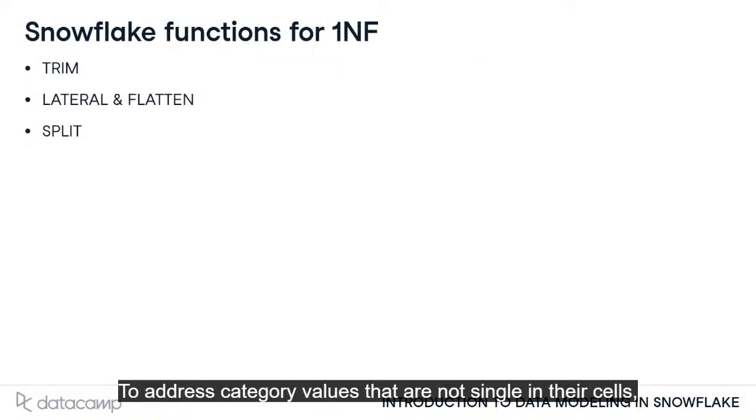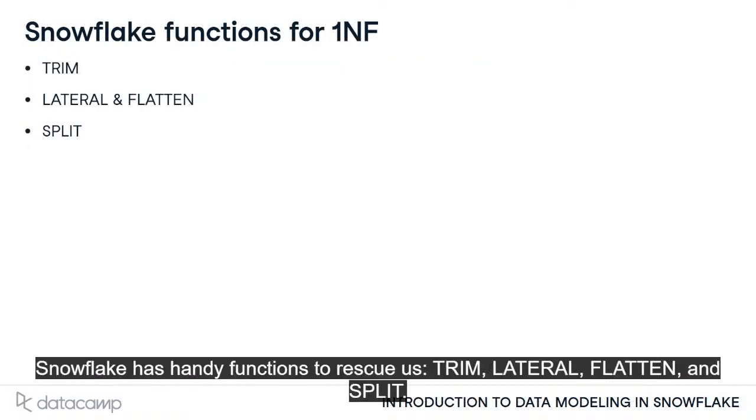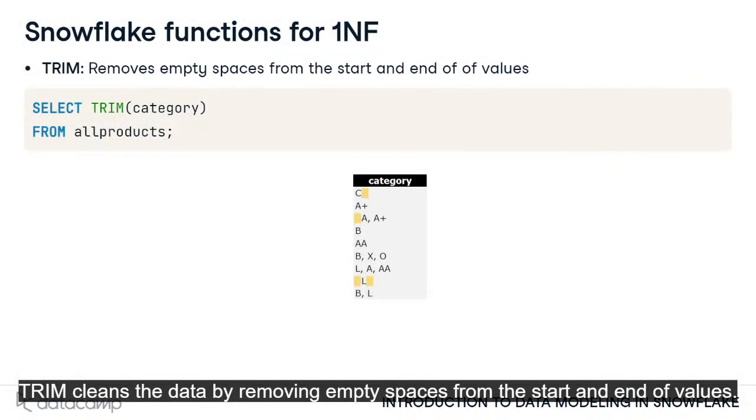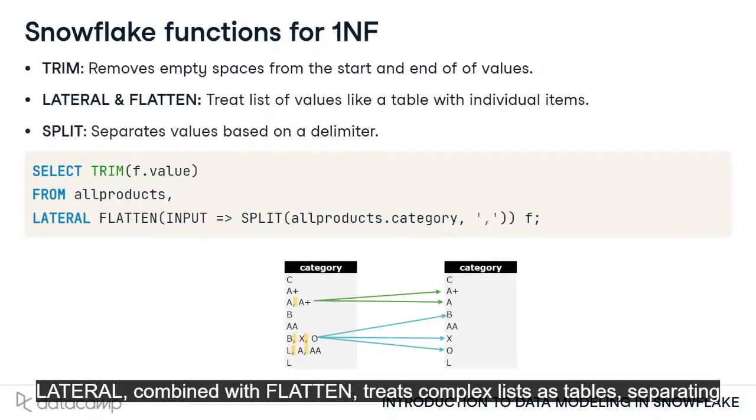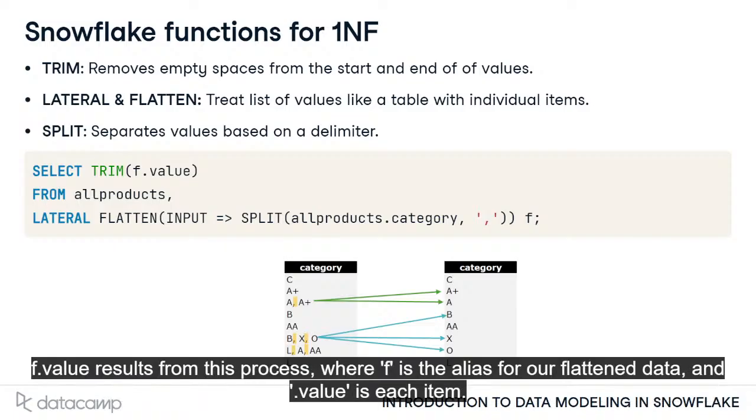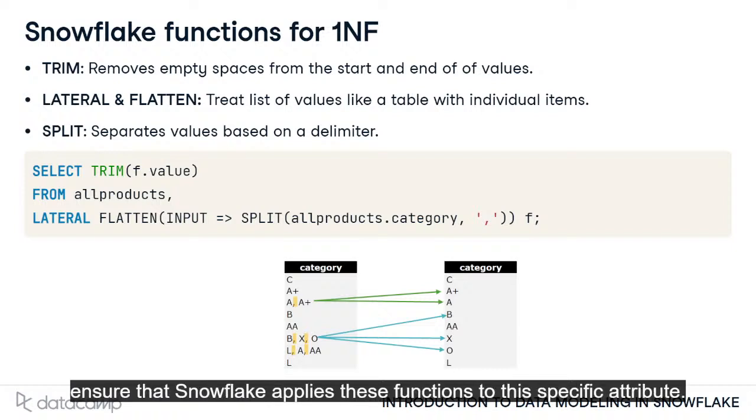To address category values that are not single in their cells, Snowflake has handy functions to rescue us: trim, lateral, flatten, and split. Trim cleans the data by removing empty spaces from start and end values. Lateral, combined with flatten, treats complex lists as tables, separating items into individual rows using split on a delimiter, which here is commas. F.value results from this process, where F is the alias for our flattened data, and value is each item. And finally, we specify all products category with lateral to ensure that Snowflake applies these functions to this specific attribute.